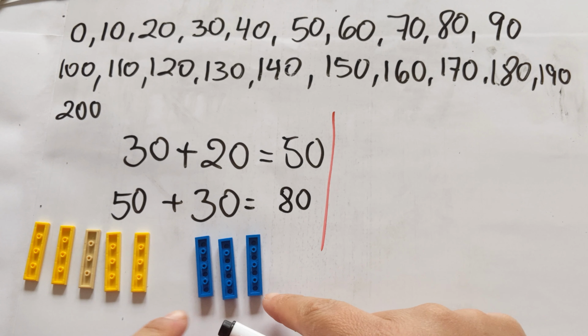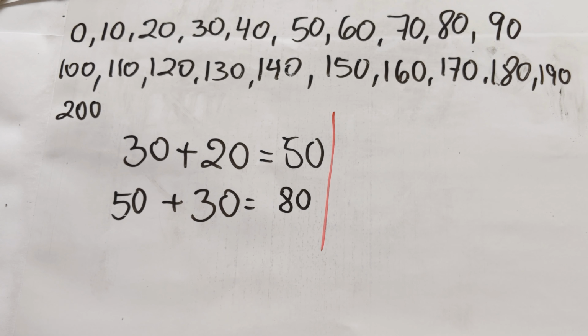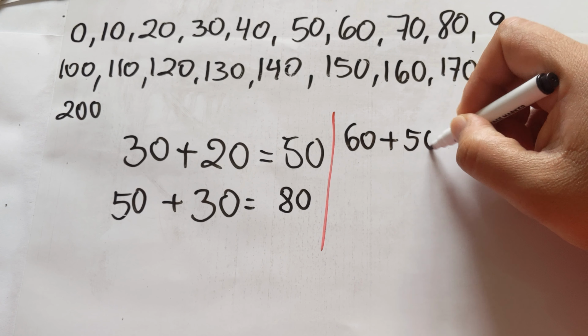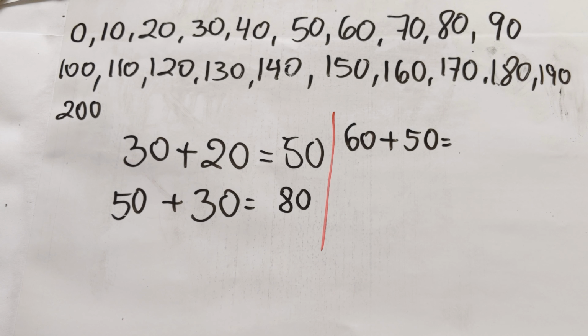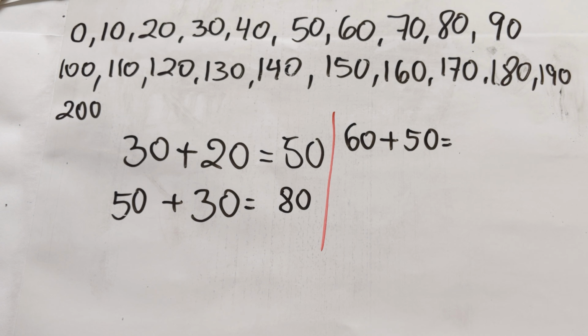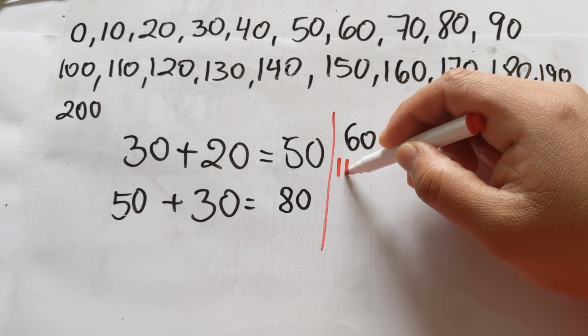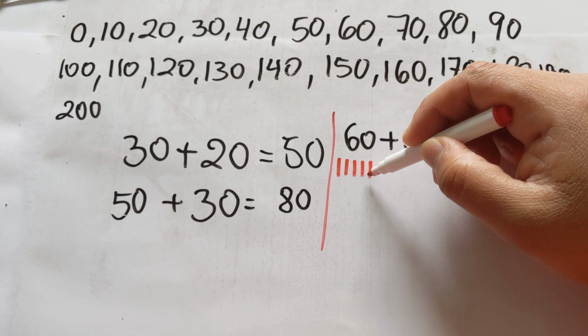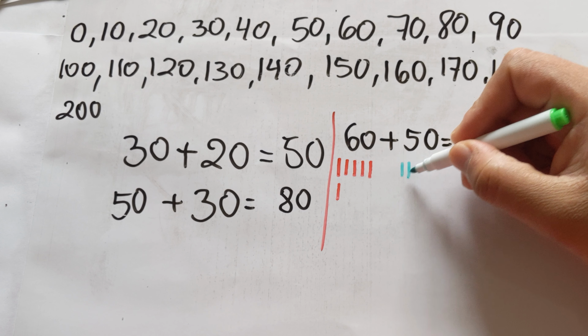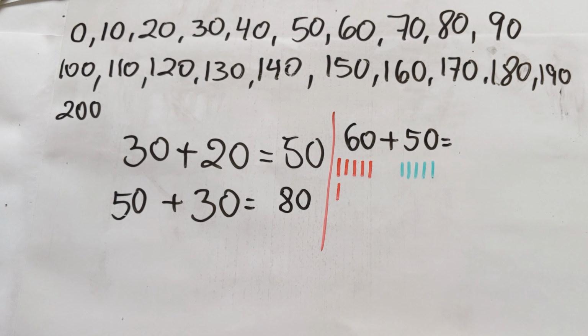I don't even have that many sticks to go that high, but I can do a drawing. Let's say we have 60 plus 50. Right? So I'm going to need 6 tens. I can just do little sticks, and each one represents 10. 10, 20, 30, 40, 50, 60. Plus 50. 10, 20, 30, 40, 50.